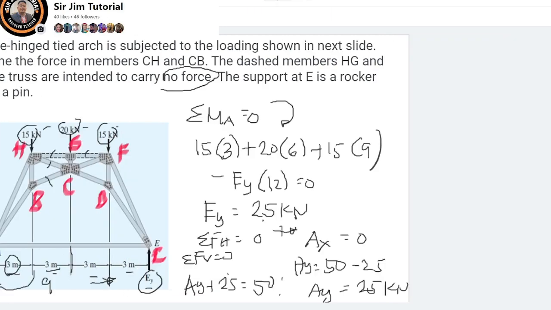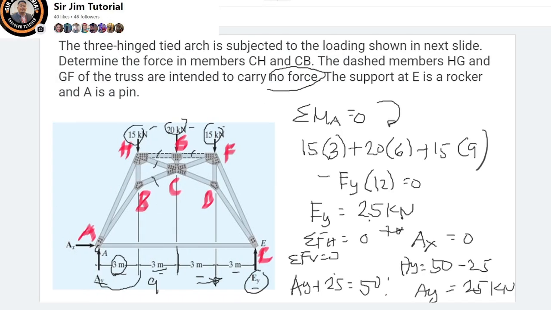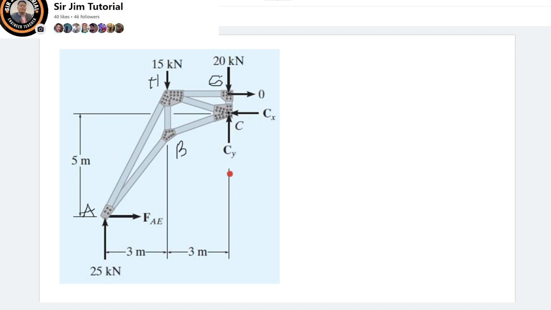Okay, next, let us cut the section. We'll be using the method of section. If we cut this section, going in this direction, you can check this one. The purpose is for us to compute this one, and then this one, and then this one.